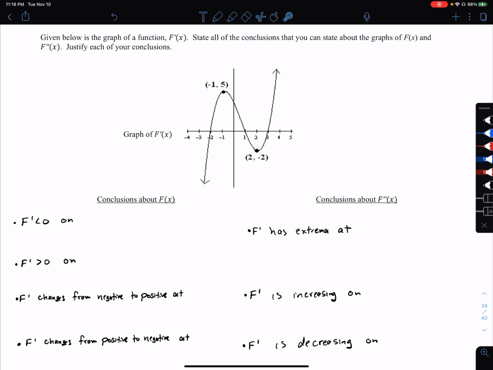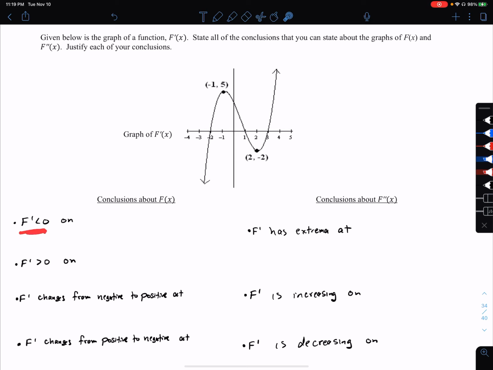So AP Calculus AB, we are continuing to try to make connections between the graphs of f prime and f double prime. In this specific example, we have the graph of the first derivative, and we want to see what connections we can make from the original function f and the second derivative. So I got kind of a shell here written out to try to lead us through this.